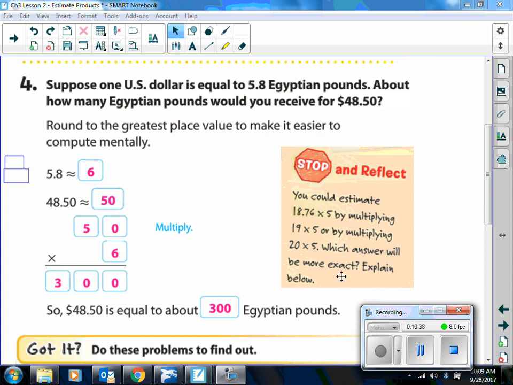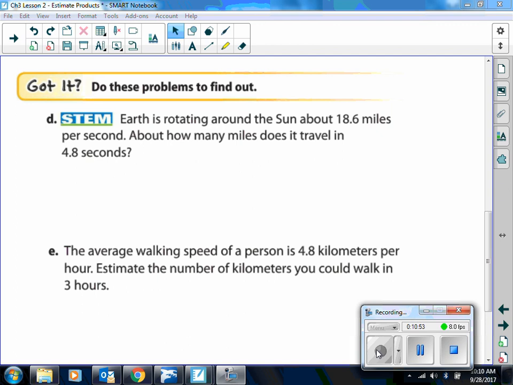The one that will be more exact is the one that is rounding to the nearest whole number, right? So 19 times 5 would be more exact than 20 times 5. Does that make sense? Okay.